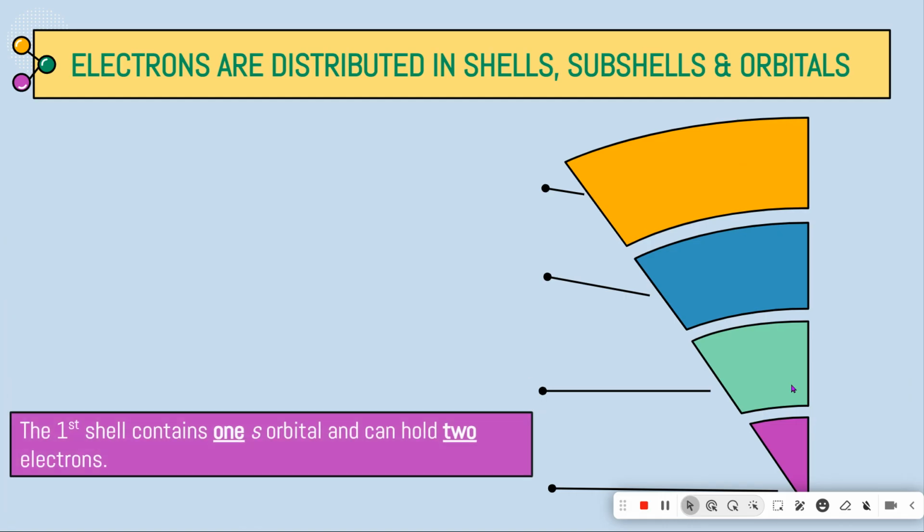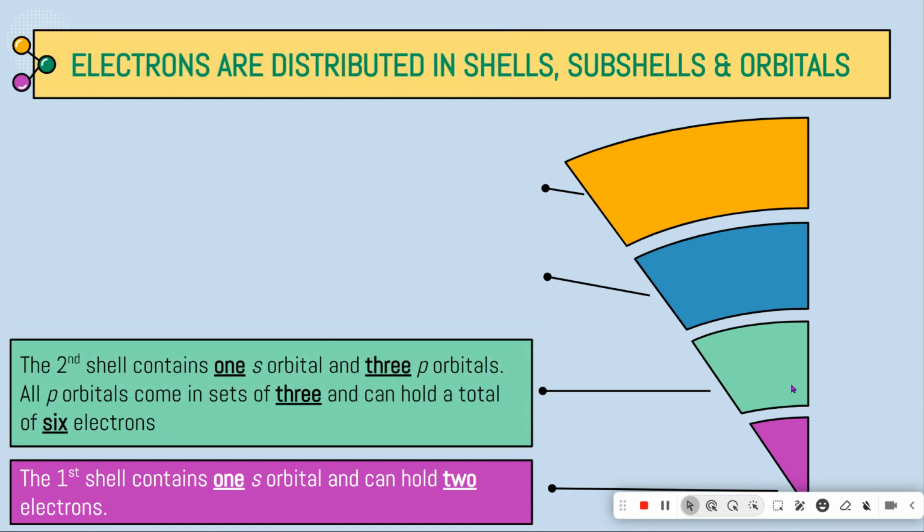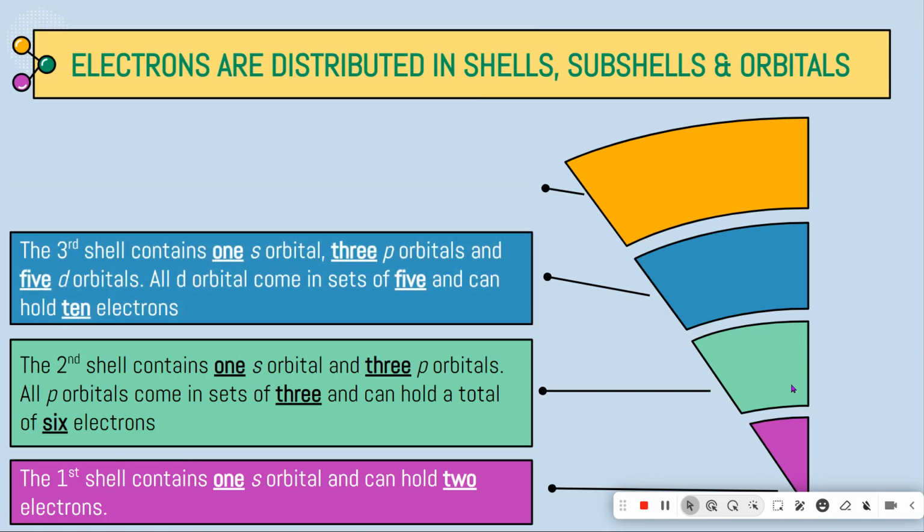The first shell contains 1 s orbital, and it can hold 2 electrons. The second shell contains 1 s orbital and 3 p orbitals. All p orbitals come in sets of 3 and can hold up to 6 electrons. The third shell contains 1 s orbital, 3 p orbitals, and 5 d orbitals. D orbitals come in sets of 5 and therefore can hold up to 10 electrons.